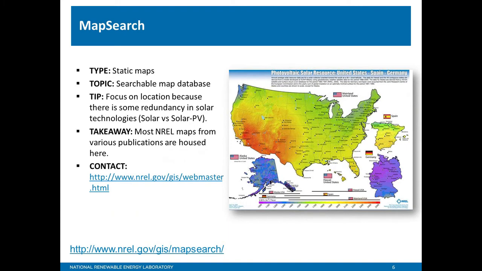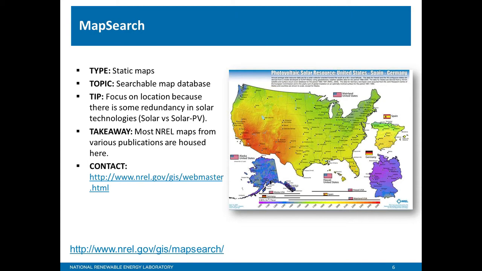So now actually here we are, starting at the basic resource analysis end of the spectrum with map search. This is a tool developed by the Geographic Information System team here at NREL. And the easiest way to access this feature is to go to maps.nrel.gov, and it's listed under the general heading. However, you can also see the direct link in this slide.